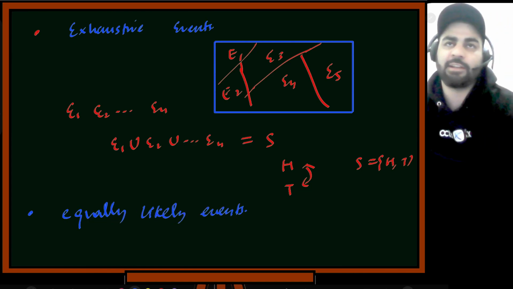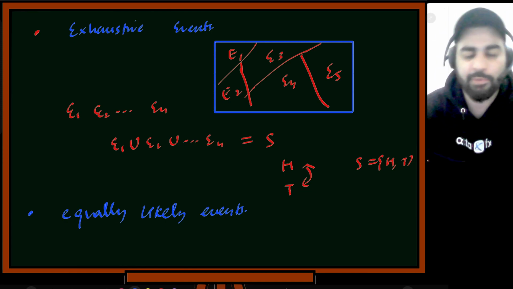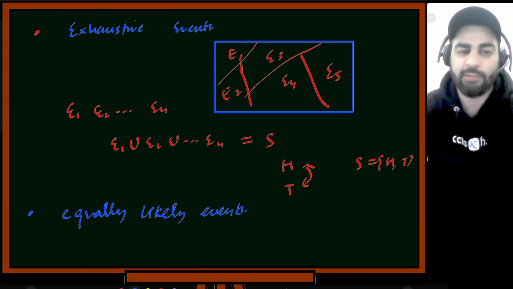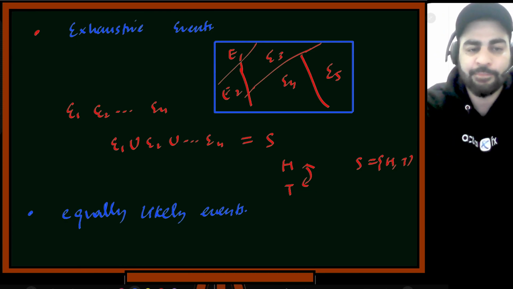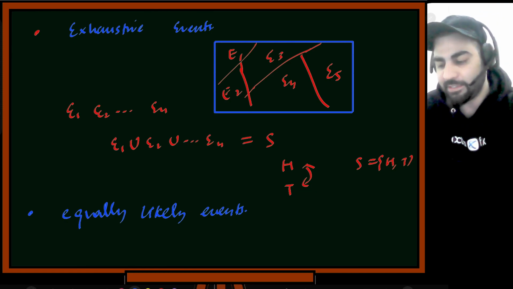So in which the events are equally likely, and we have in case of a fair die, let's suppose each number on the die is equally likely. So they are called equally likely events. So we'll give the probability based on the total number of elements in the sample space.